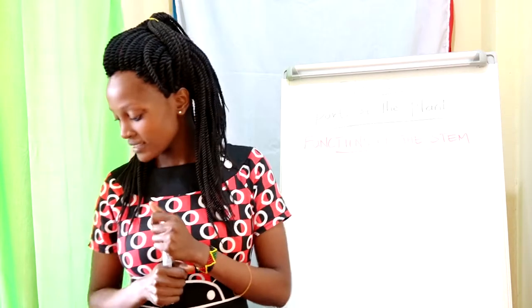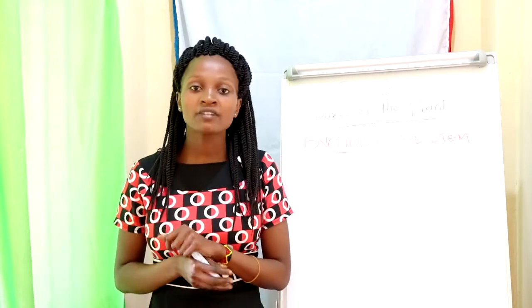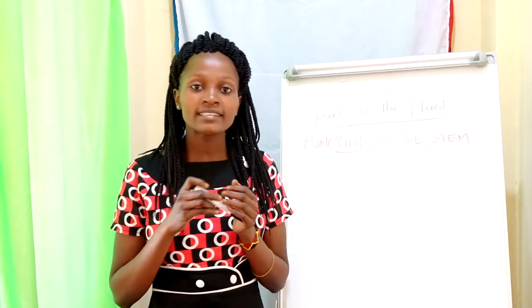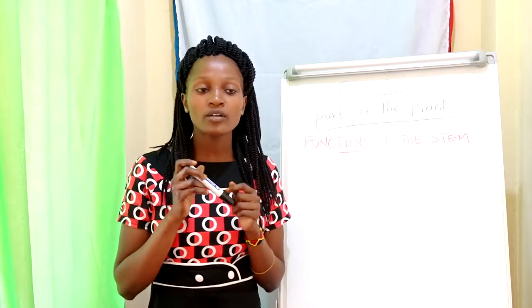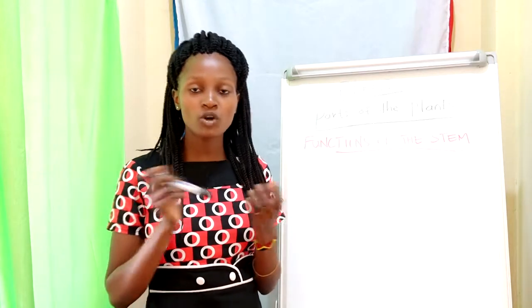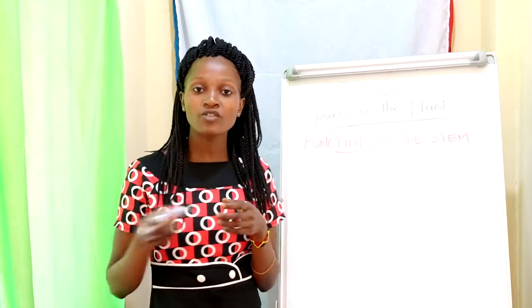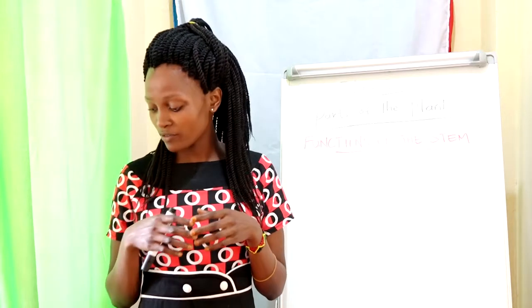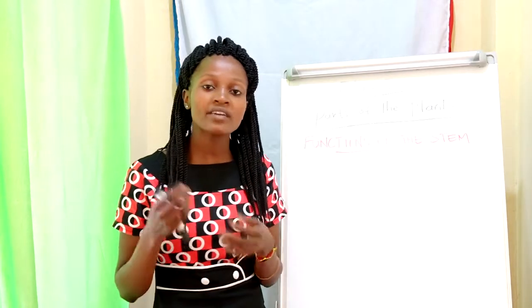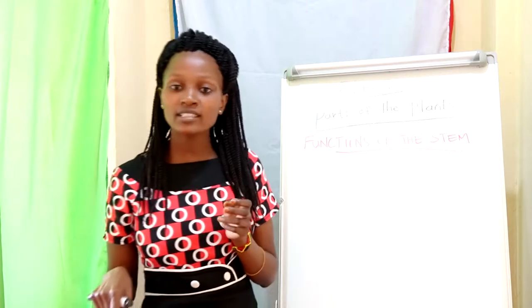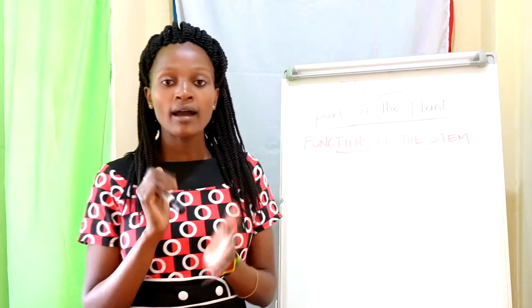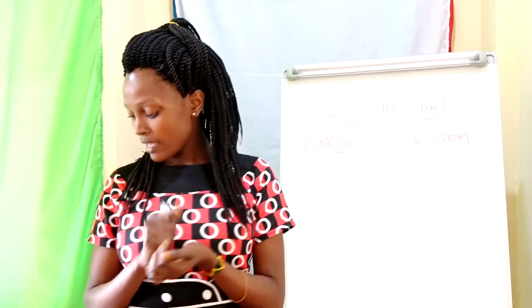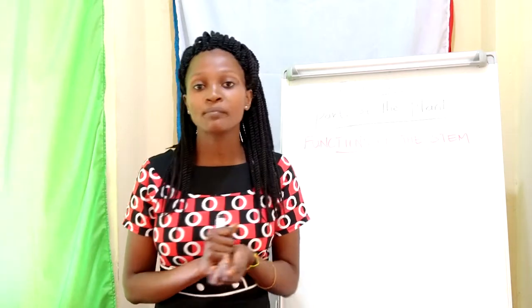So the first function of the stem is transportation. Earlier we had said the roots absorb water and mineral salts from the soil. Thereafter, the stem takes over from there. It transports the water and the mineral salts from the roots to the rest of the parts of the plant. So that's the first function of the stem.